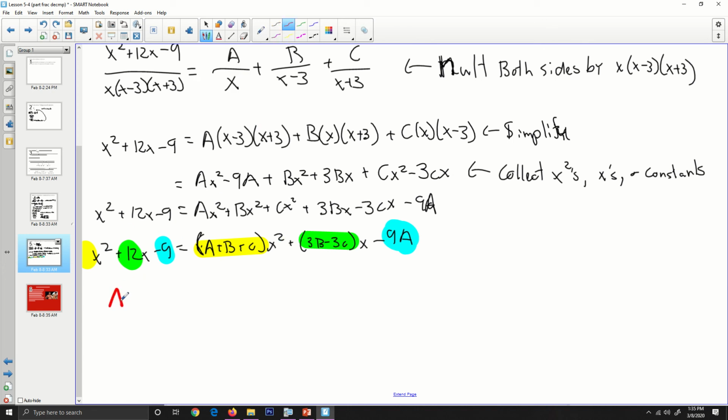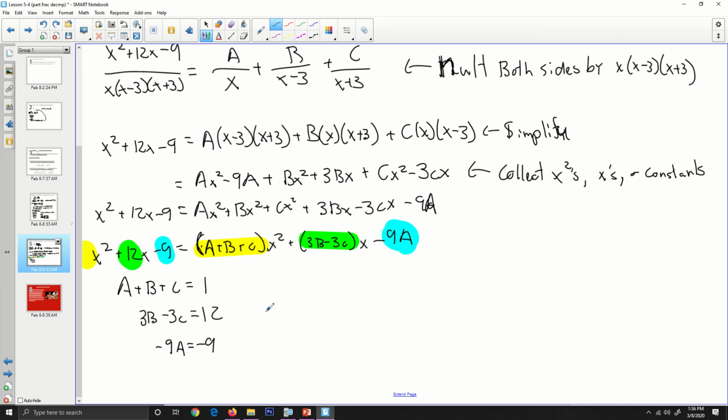I can say that a, oops, I don't want red, I want black. Let's do black. I can say that a plus b plus c has to equal 1. I can say that 3b minus 3c has to equal 12. And I can say that negative 9a has to equal negative 9. And that's a system of equations, and I can use that to solve.